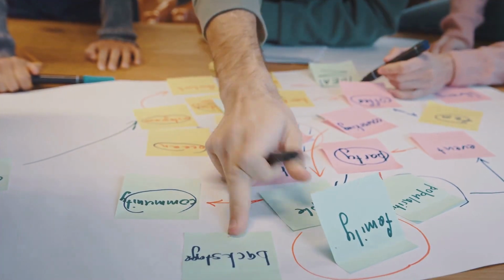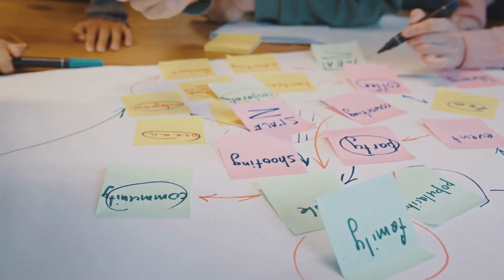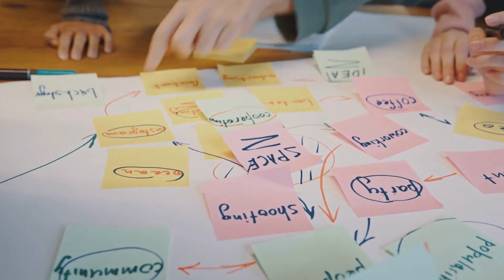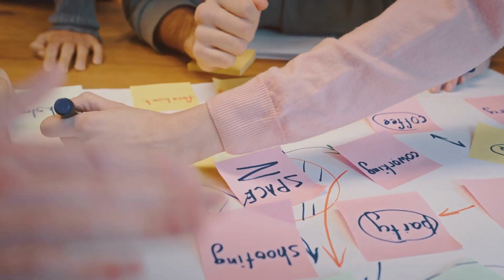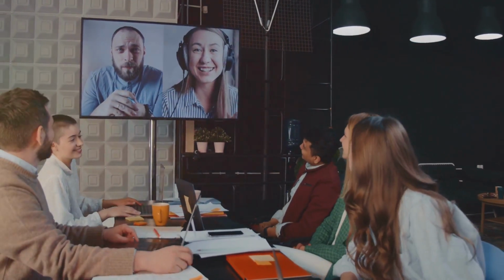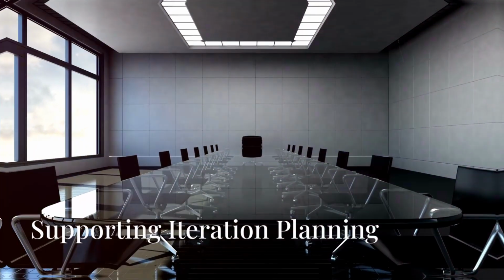Identifying dependencies. The product owner is responsible for identifying and managing dependencies across teams or within the team that could impact the work in the iteration. This includes coordinating with other product owners in the Agile release train to ensure alignment and smooth delivery.